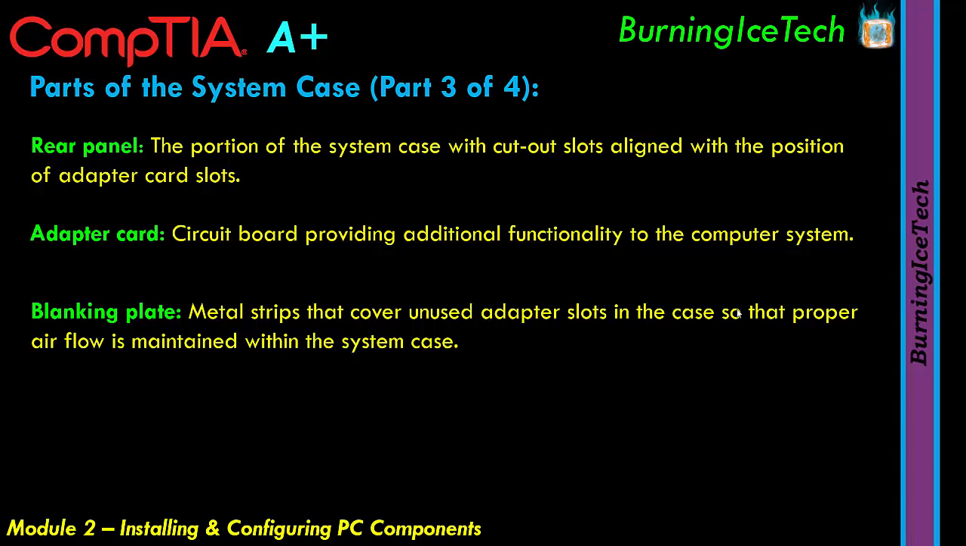A blanking plate is normally something that's pre-built into your computer. So once you've got a motherboard in, towards the back bottom of your case, if you're standing at the back of your computer case, normally towards the bottom, you'll find all kinds of little blank metal strips. They look like they're removable because they are removable. Those are blank plates, and they are there to just make sure the airflow is consistent in your case.